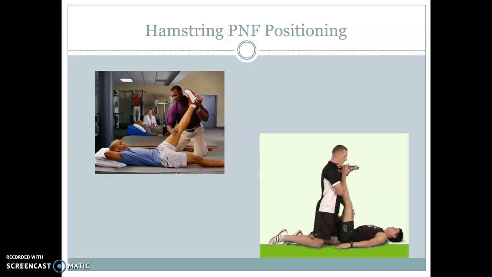This is some examples of PNF positioning. So we have the person laying on their back. The practitioner is pushing their hamstring to stretch it over their hips. Then the athlete will push down against our resistance toward the floor or toward the table for 10 seconds, and then we will repeat and stretch them back for 10 seconds.